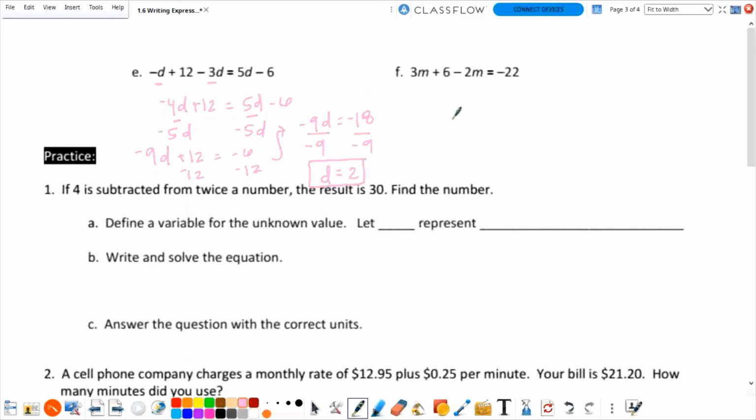All right, and then our last one, we have 3m plus 6 minus 2m equals negative 22. So we can combine 3m and negative 2m. That's just going to give us m. Okay, then we want to get m by itself, so we're going to subtract 6. So negative 22 minus 6 gives us negative 28.